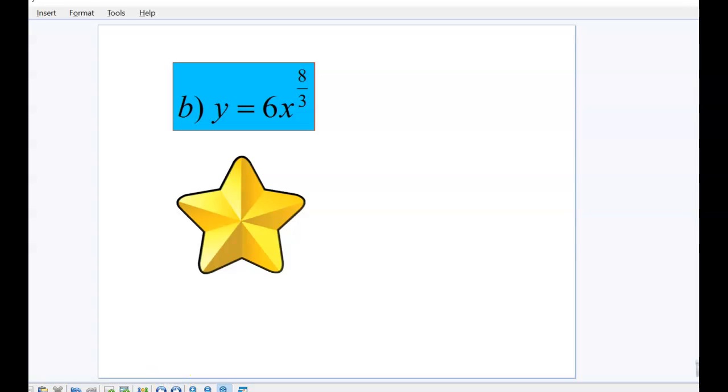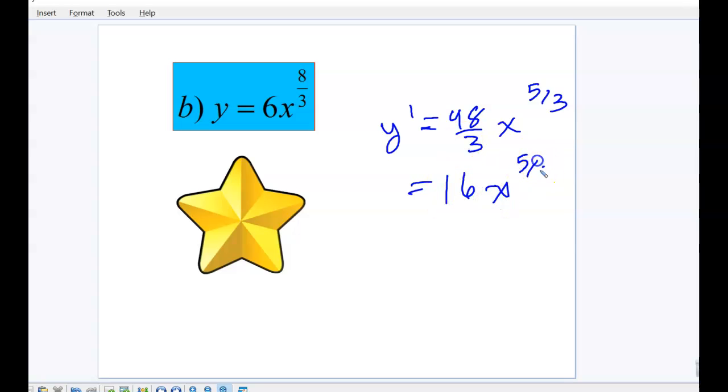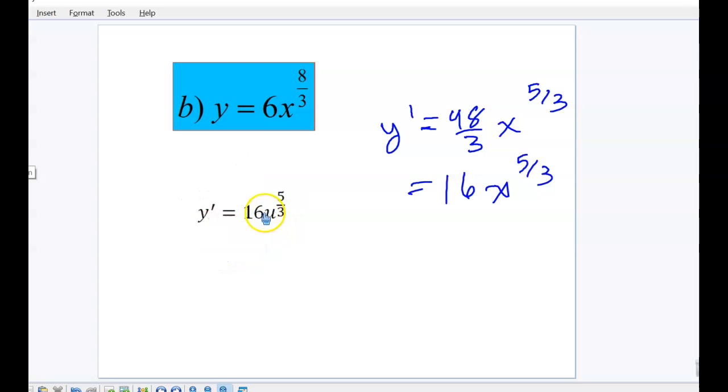If I have y equals 6x to the 8/3, again, I bring the 8/3 out front, and 8 times 6 would be 48 over 3, and I subtract 1 from 8/3, so I subtract 3/3, and I'll get 5/3. And again, if I was to divide, 48 by 3 is 16x to the 5/3, and that would be my final answer. Again, there should be an x here, not a u. It's a misprint.